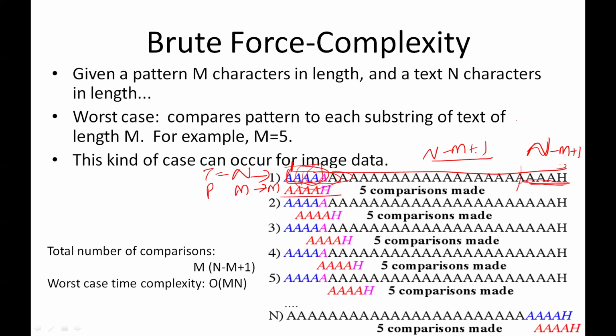Now, how many comparisons do we do per substring? For each substring, in the worst case, you will be comparing all 5 characters. So that is why it is m.